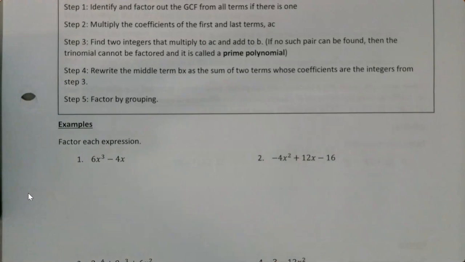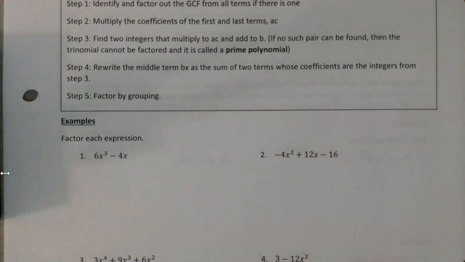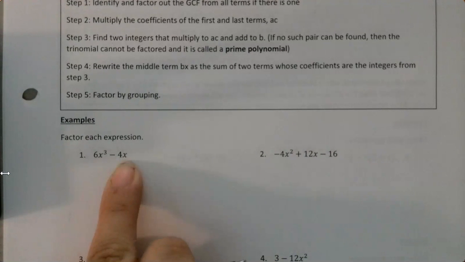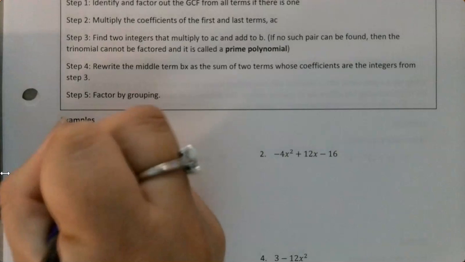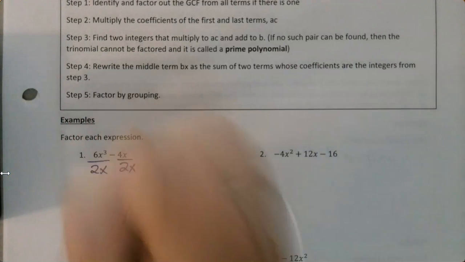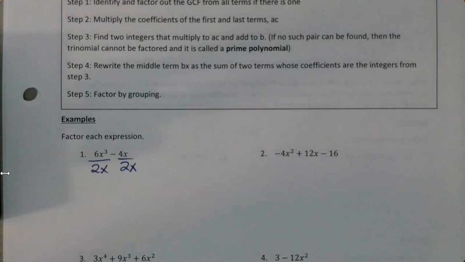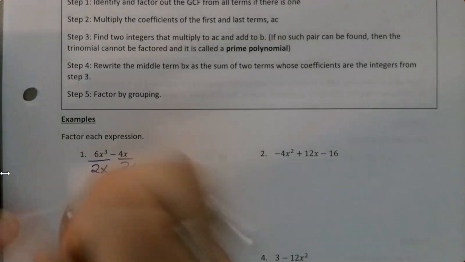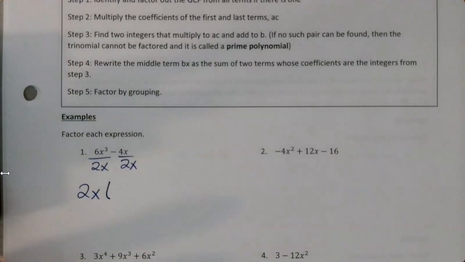So number 1 wants me to factor each expression. If I take a look at number 1, what divides both 6x cubed and negative 4x? 2x. Right? Both of those numbers are even, and both of them have at least one x. So what I'm going to do is write what I've divided by on the outside, because factoring is kind of like division, but not all the way. It's undoing multiplication, but it's not completely getting rid of it.